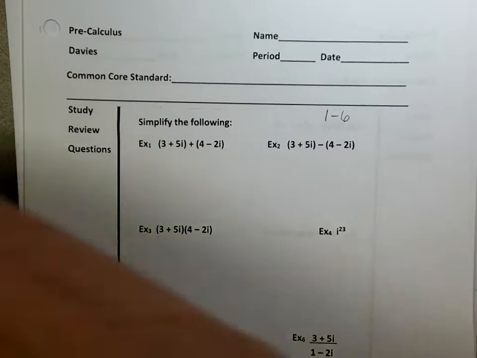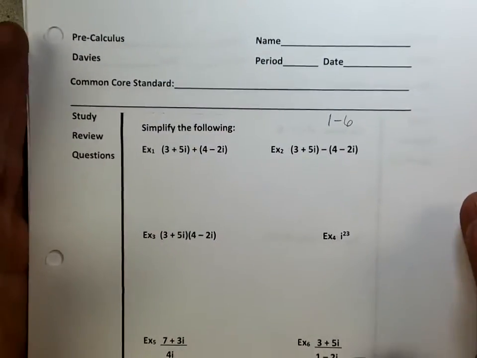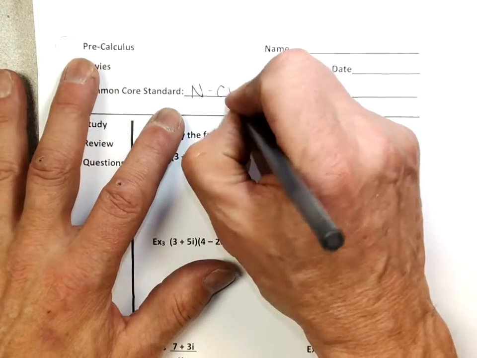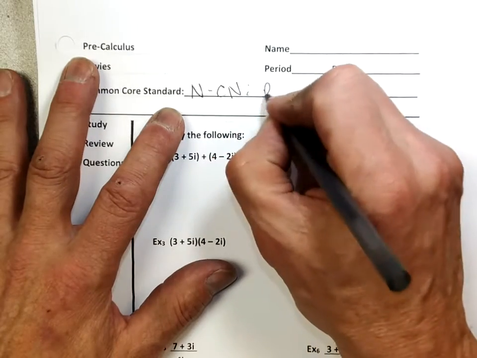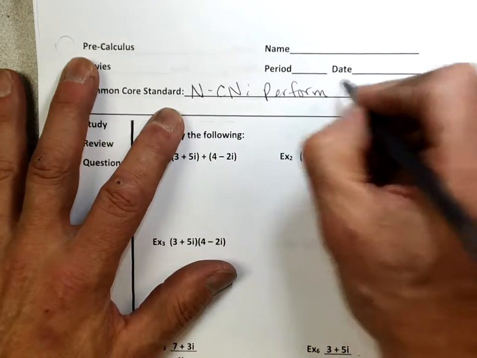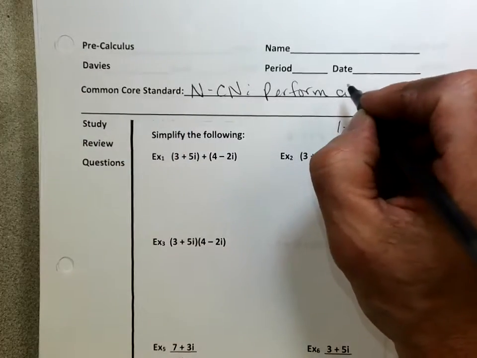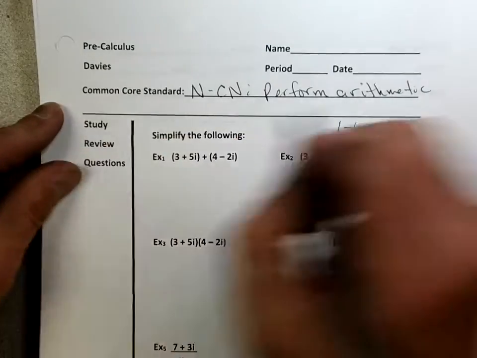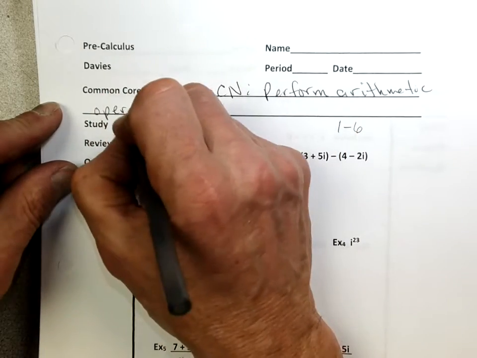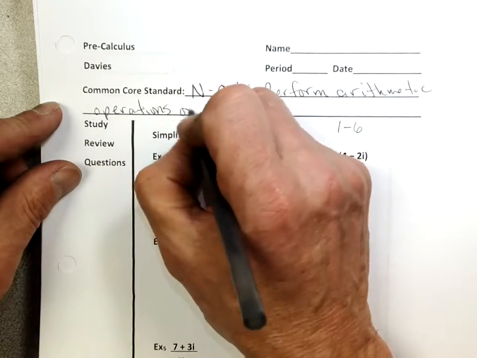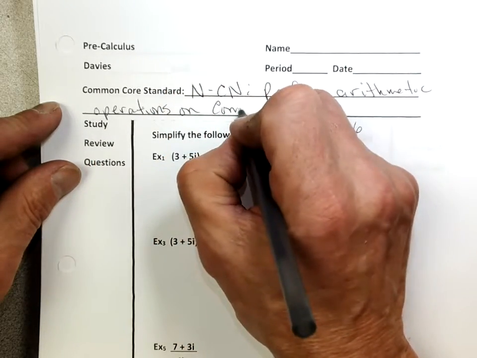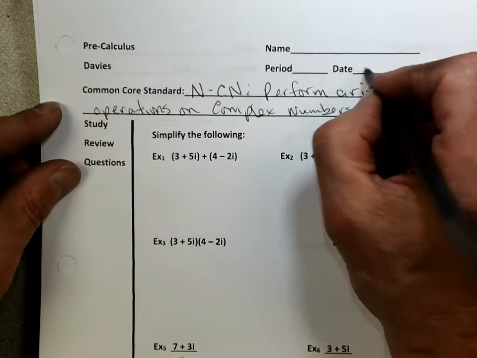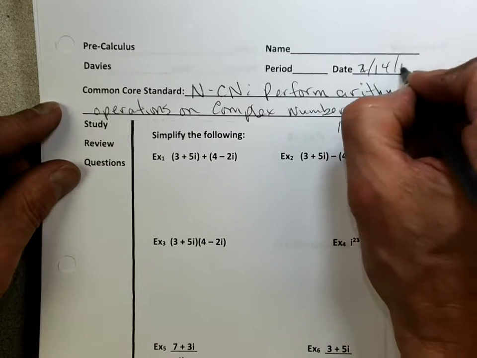So today we're talking about imaginary numbers and complex numbers. The Common Core is N for number sense, CN for complex numbers, and it says basically perform arithmetic operations on complex numbers. Okay, that's our Common Core. 2, 14, 17. All right.